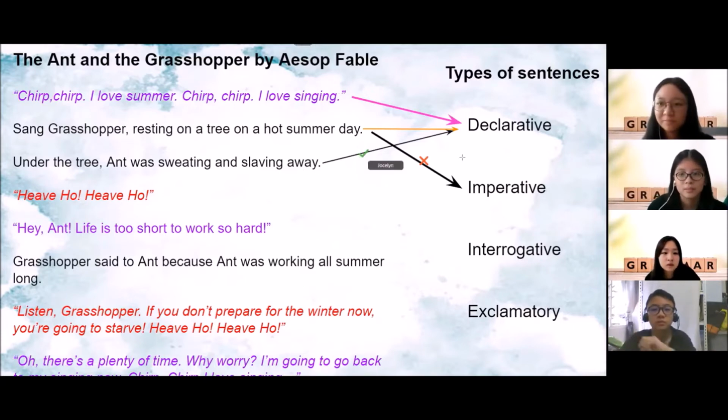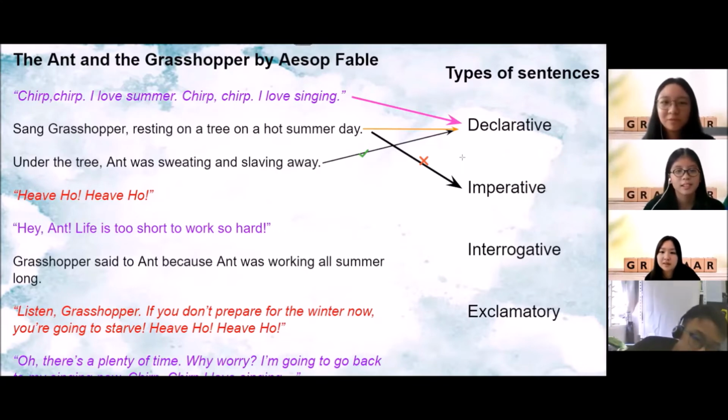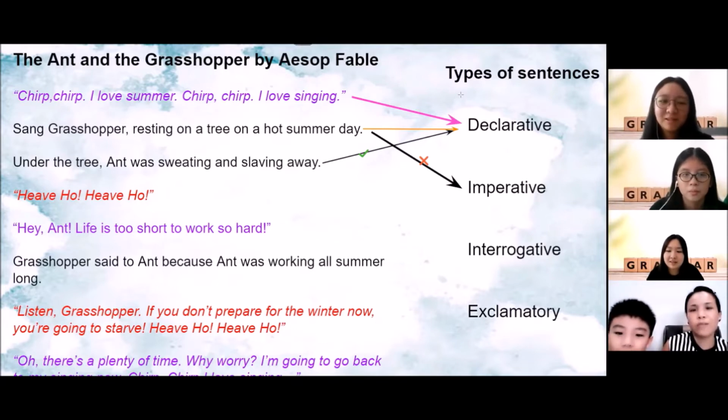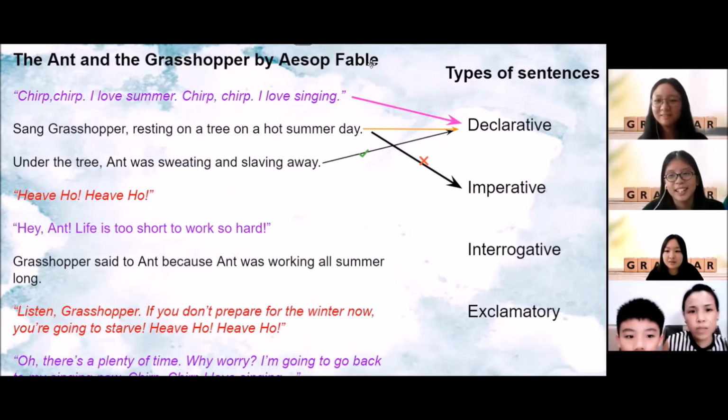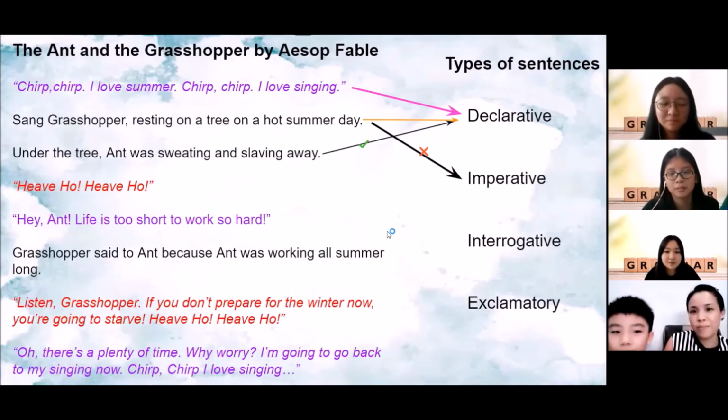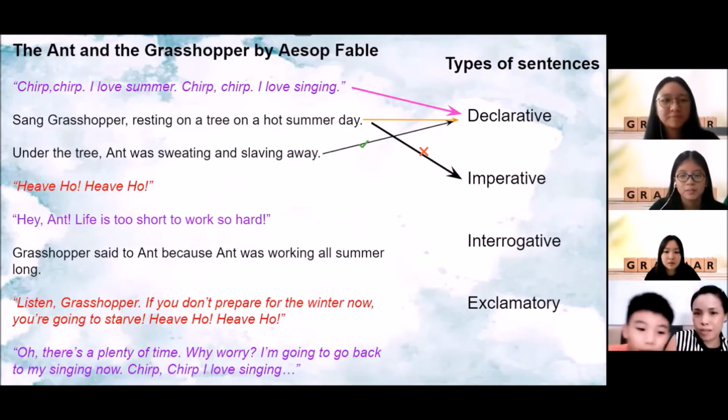Next. Heave ho, heave ho. What do you think that is? I'm Gabriel here. Gabriel, it's okay too. Either one of you, go ahead. Heave ho, heave ho. What type of sentence is this? Exclamatory. Game master, correct or incorrect? Correct. Thank you. Next. But we didn't get the explanation. Gabriel, why is it exclamatory? Can you explain?